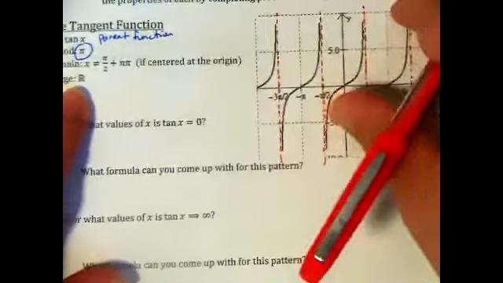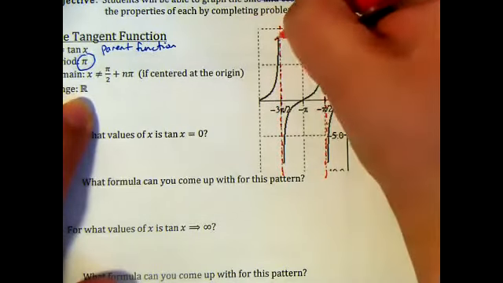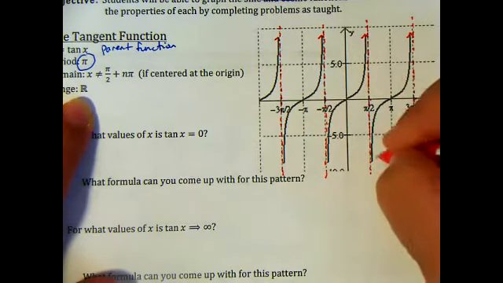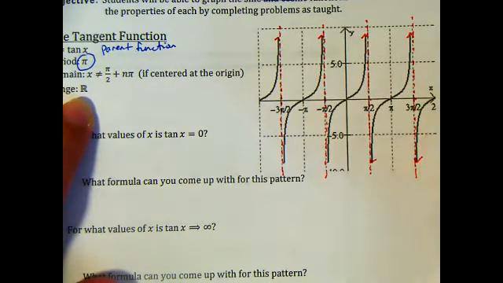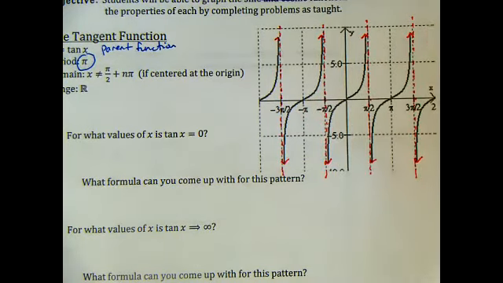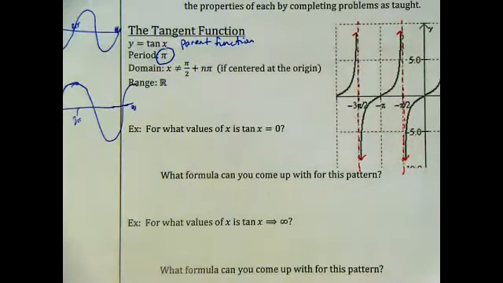Our range, however, notice our range here, is actually all real numbers. So it's a little bit flipped, right? For sine and cosine, our domain was all real numbers and our range was limited between 1 and -1. However, with tangent, our range is unlimited, it's all real numbers, and our domain has the restrictions of asymptotes, okay?